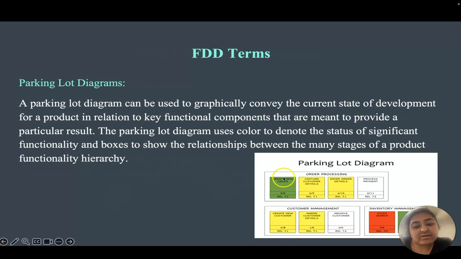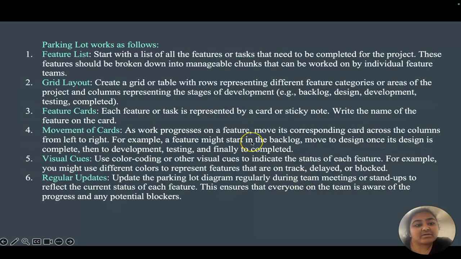As you can see here in the parking lot diagram, green means that the work is completed, yellow means it's in progress, and white means it hasn't started. The parking lot works as follows. As you can see, first is the feature list. We start with the list of all the features and other tasks that need to be completed for the project.